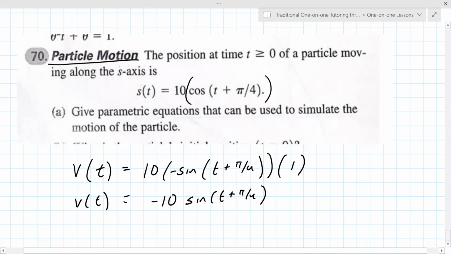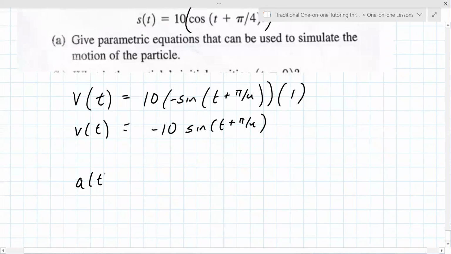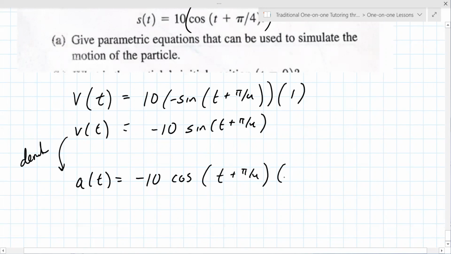Now we'll find the acceleration. Acceleration is yet another derivative. So it's the derivative of the velocity, right? Yes. Another derivative: cosine of t plus pi over 4, times 1 again. So you keep that minus 10 cosine of t plus pi over 4. So you simplify when you think you might use them.